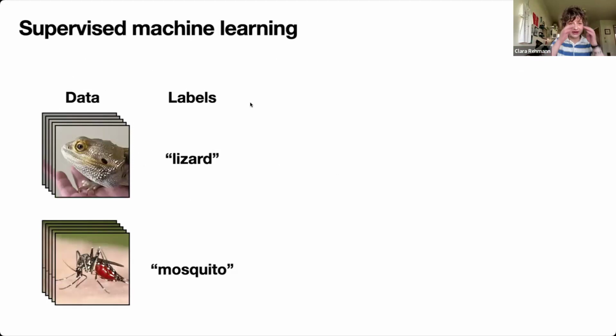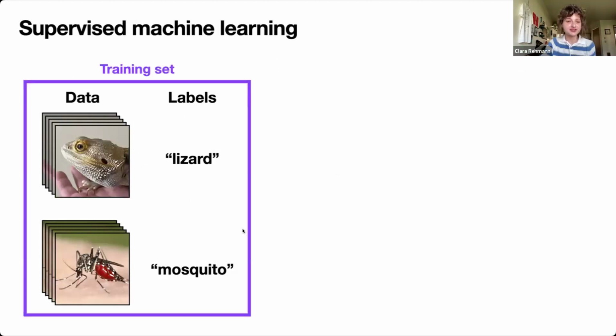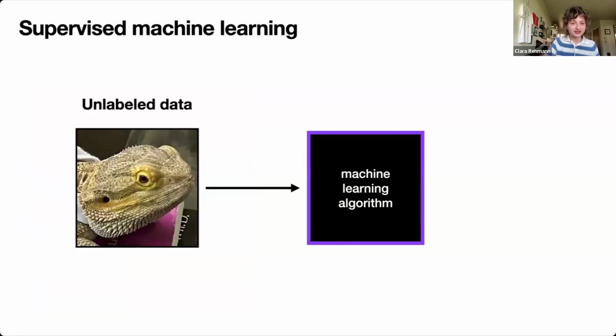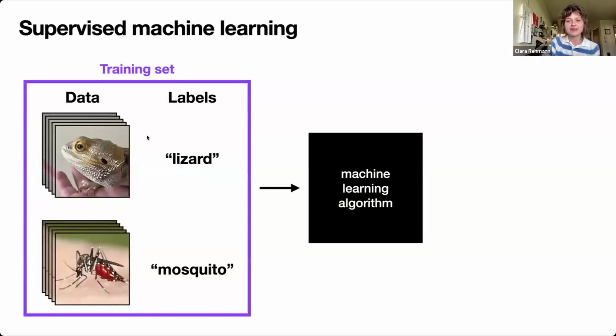So very quickly, I'm going to talk about how supervised machine learning works. With this method, we start with a labeled data set. So here, for example, I have pictures of lizards and pictures of mosquitoes. This is the training set, and this is getting passed to a model that is going to learn the association between images and labels. So when this model's trained, we can give it a new unlabeled piece of data, and it will predict a label for that new thing based on what it's seen in the past.